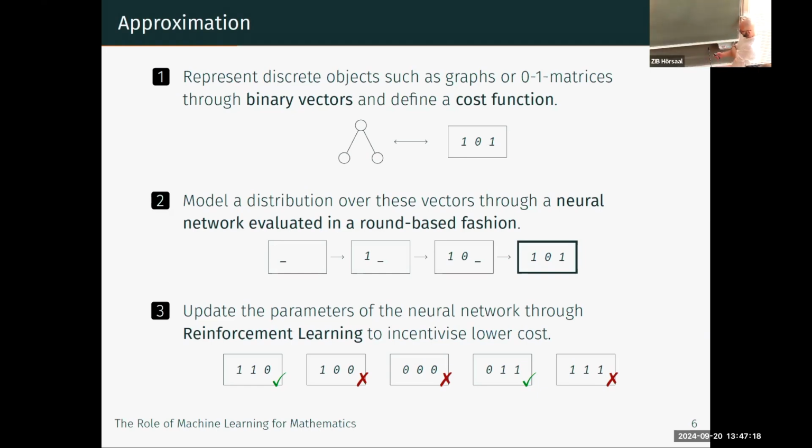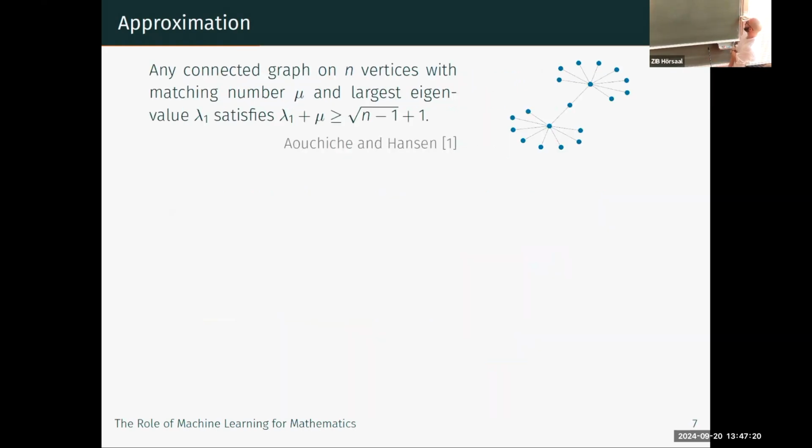Yeah, so this was the basic idea behind this approach. And the results that he studied, for example, he looked at a conjecture that said any connected graph on n vertices with a certain matching number and largest eigenvalue must satisfy a specific inequality. And he sort of ran it, and I think this is on 17 vertices. He came up with a counterexample.